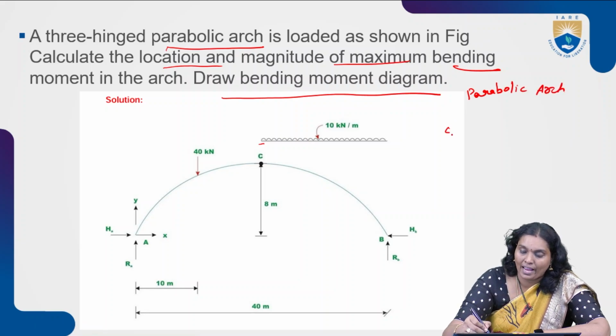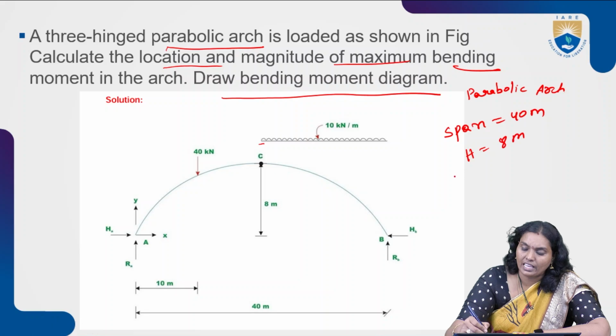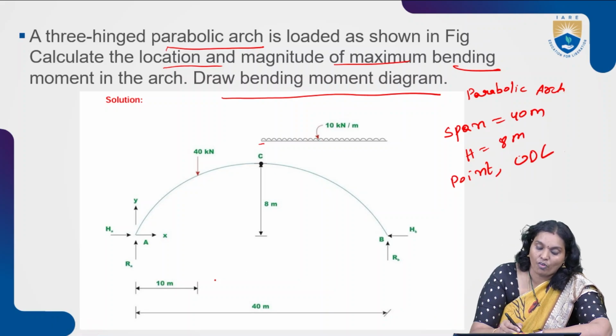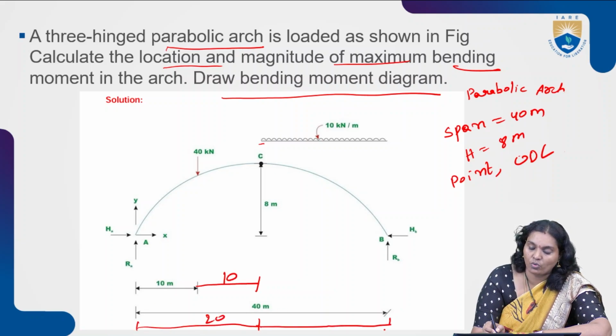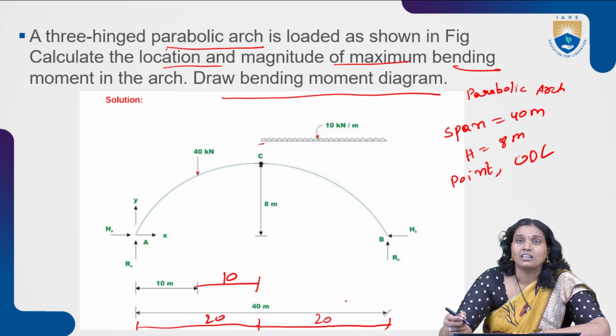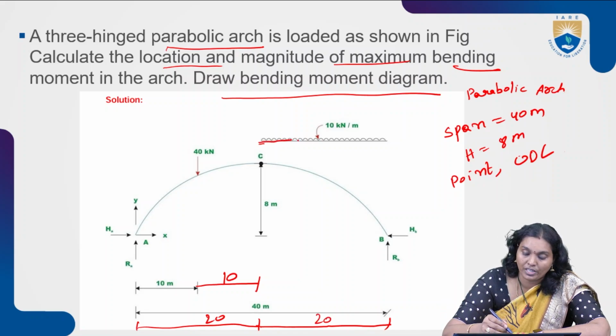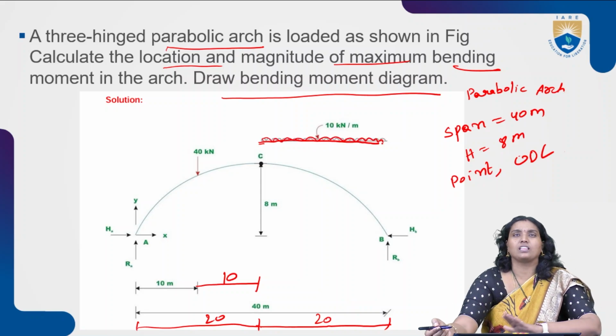The length of the span is equal to 40 meters and the rise is equal to 8 meters. Here a point load and a uniformly distributed load are acting. From the point load, which is 40, the remaining is 10, because from here to here that is equal to 20. So from here to here, this 20, a 10 kilonewton per meter uniformly distributed load is acting. These are the things we are going to understand in this given data.